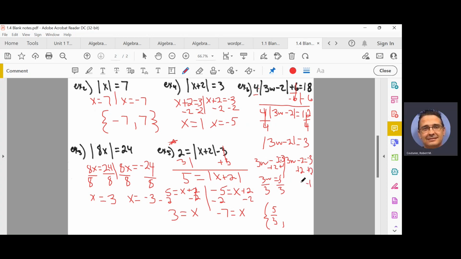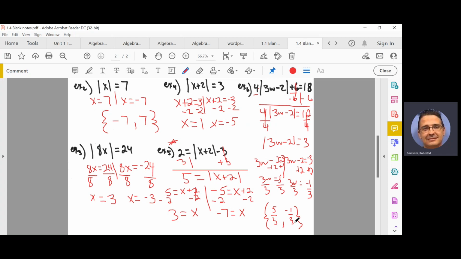With a -1 is equal to 3w. Again, divide by 3. And there's another reduced fraction, -1 over 3. Totally fine to get fractions. So those are your answers there, 5 over 3 and -1 over 3.